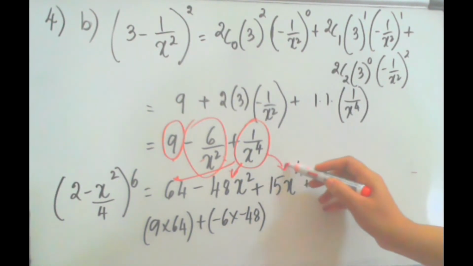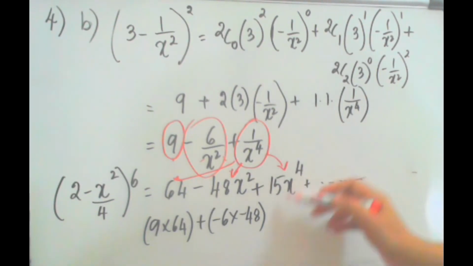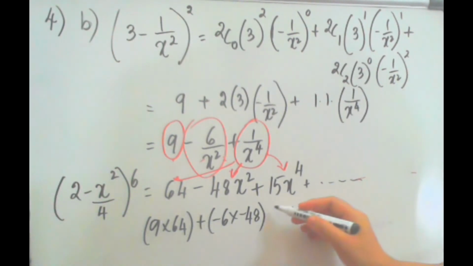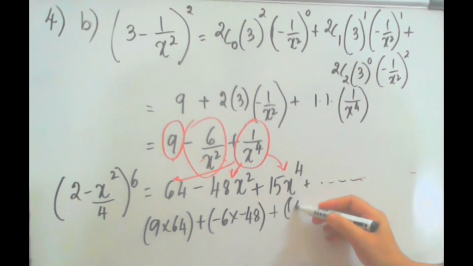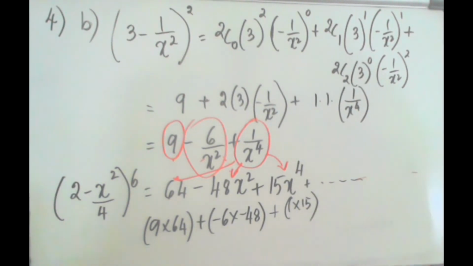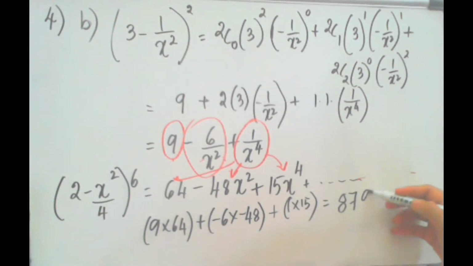Now when this is multiplied with this, the x power 4 cancels out with x power 4, leaving us with 15. So that is one term which is independent of x. So it is 1 multiplied by 15. Simplifying this, we get 879.